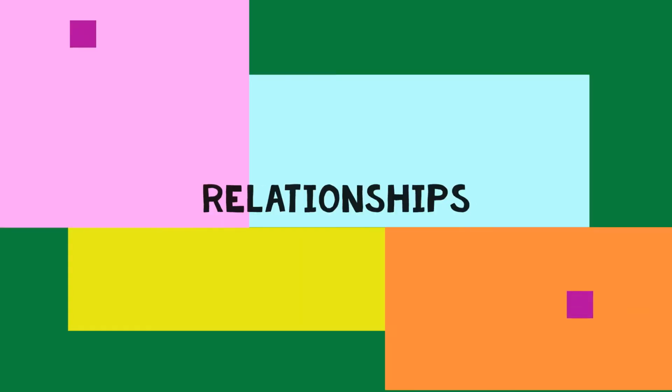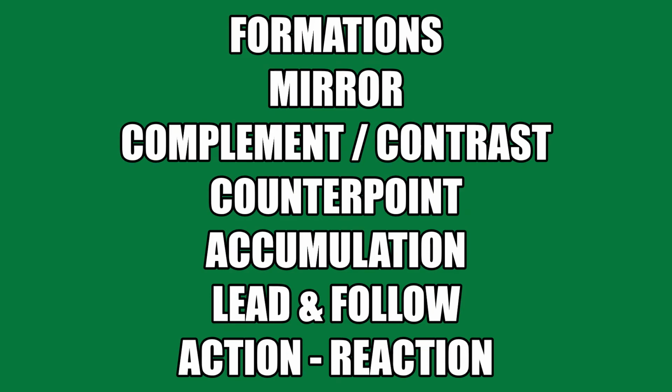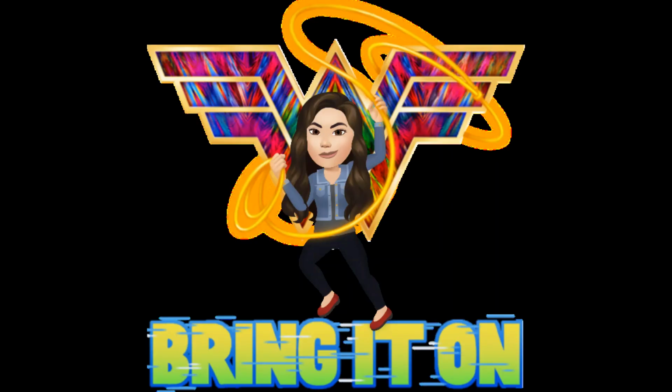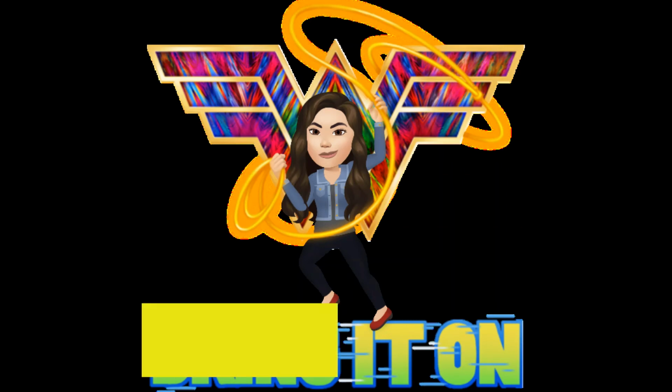Relationships can also be used to change a dance. So for this, you can use formations, so where your dancers are standing in relation to each other. You can mirror an action. You can use complement and contrast, counterpoint, accumulation, lead and follow, or action and reaction. So if you've got a dance with 2 or more people, then you can use a combination of these to mix it up and make it interesting for the audience to watch.